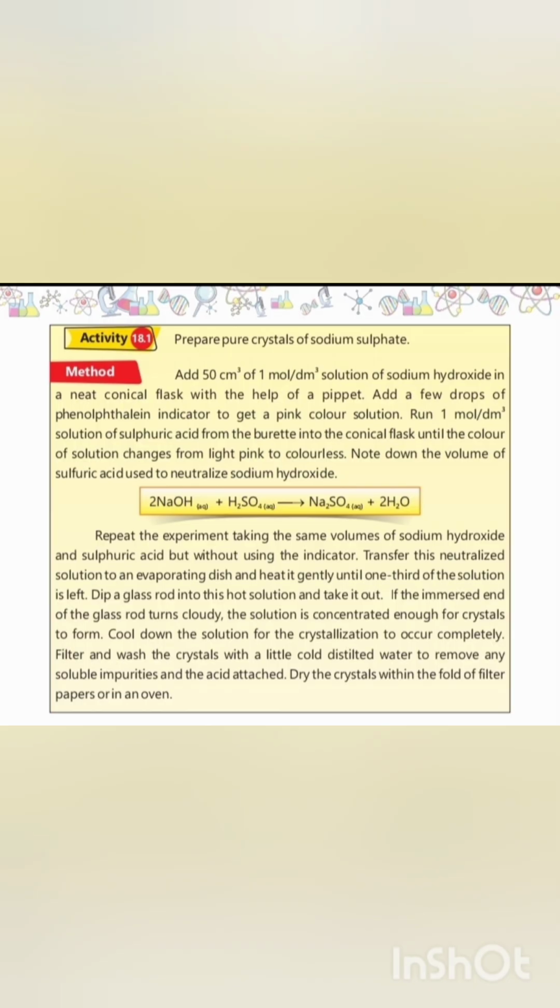Filter the mixture to isolate the pure sodium sulfate crystals. Wash the isolated crystals with a tiny amount of cold distilled water to rinse away any leftover surface impurities or clinging traces of acid. Dry the finished crystals cleanly between sheets of paper or inside a low temperature laboratory oven. Let's move to our MCQs.